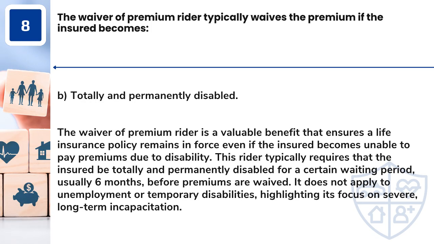Answer: B. Totally and permanently disabled. The waiver of premium rider is a valuable benefit that ensures a life insurance policy remains in force even if the insured becomes unable to pay premiums due to disability. This rider typically requires that the insured be totally and permanently disabled for a certain waiting period, usually 6 months, before premiums are waived. It does not apply to unemployment or temporary disabilities, highlighting its focus on severe, long-term incapacitation.